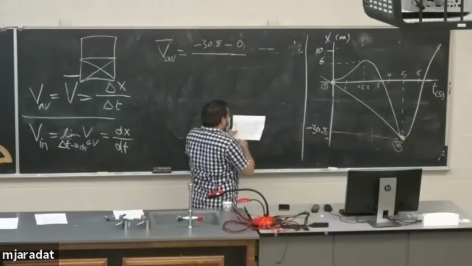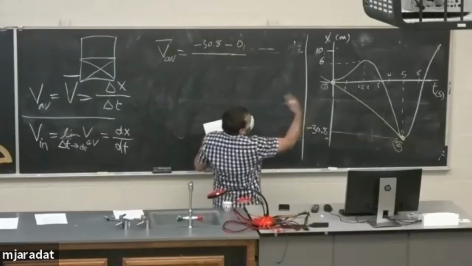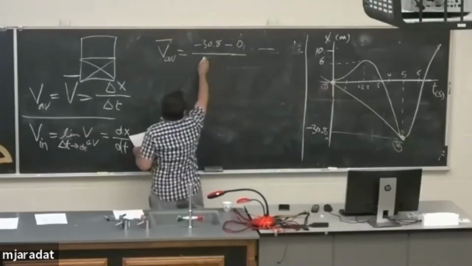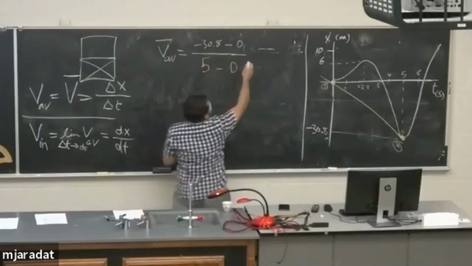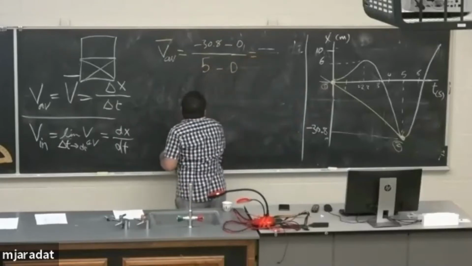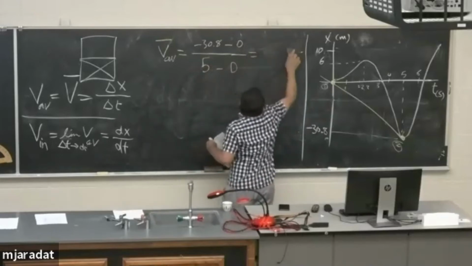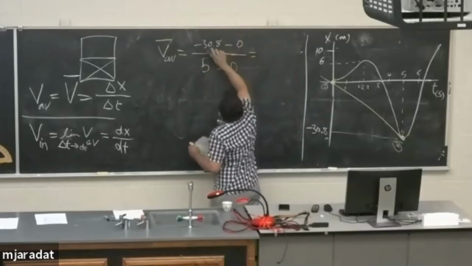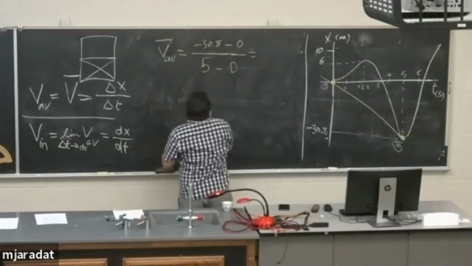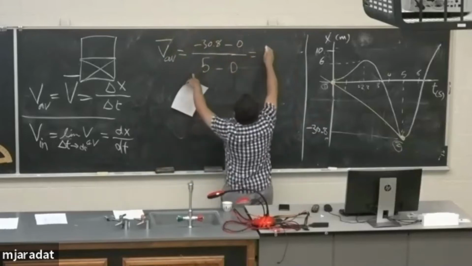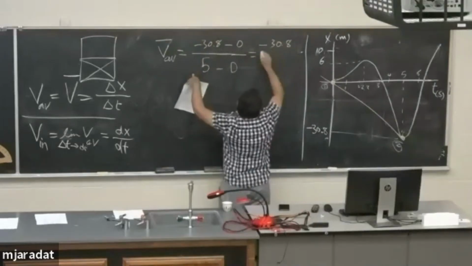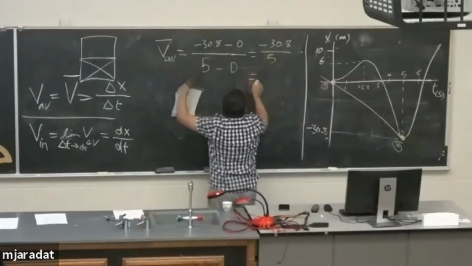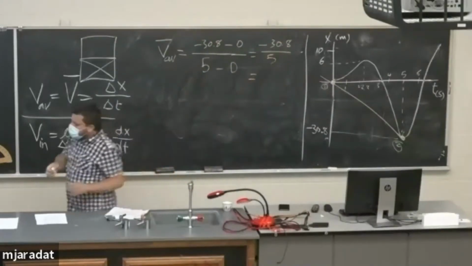Okay. The time, T2 minus T1. T2 is 5. T1 is 0. It's simple. You can do it. I will remove these things. It is negative 30.8 minus 0 over 5. It will be negative something. This is the calculator.